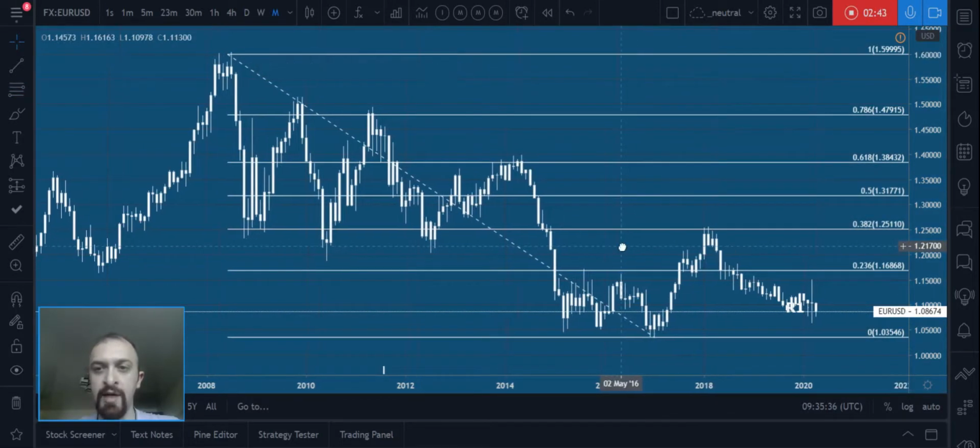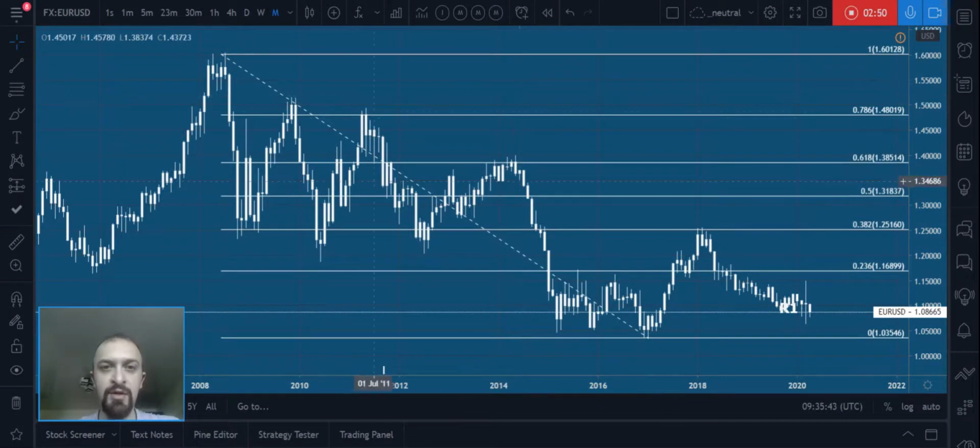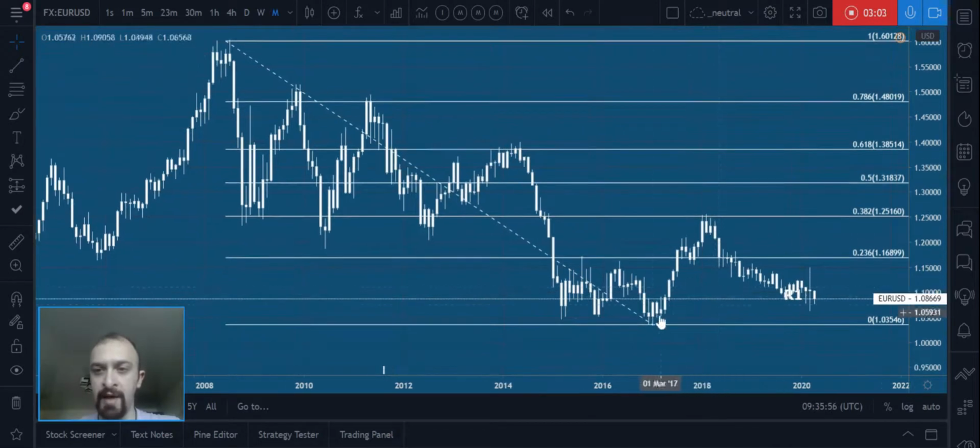So I have drawn the Fibo levels from the highest level to the lowest level, and it's better to use my settings for the Fibonacci. You need to extend your arrays, your lines to the right, and this will be very useful later. I'm going to show you why. And use the basic color on TradingView.